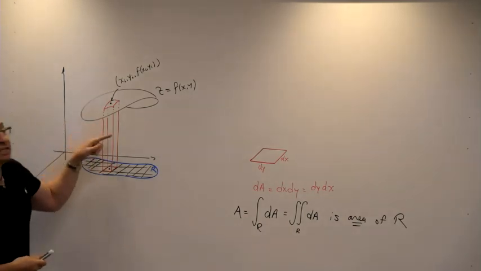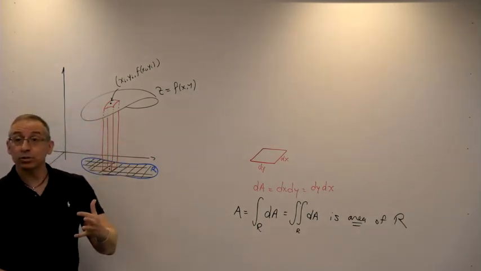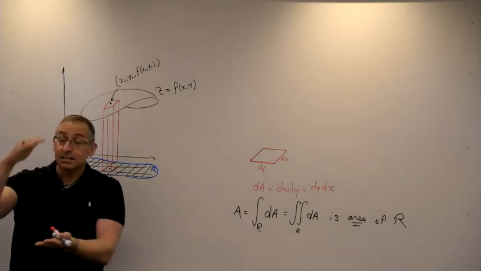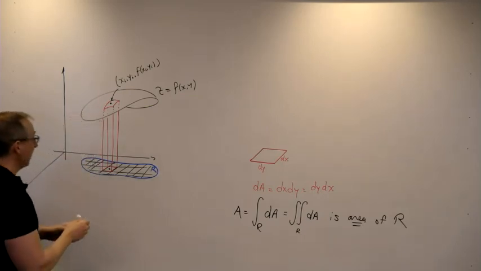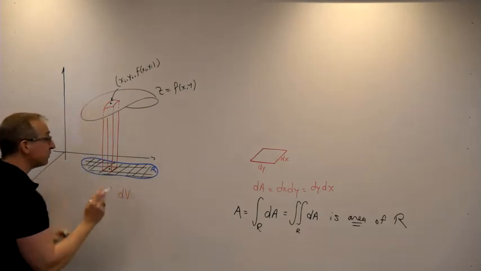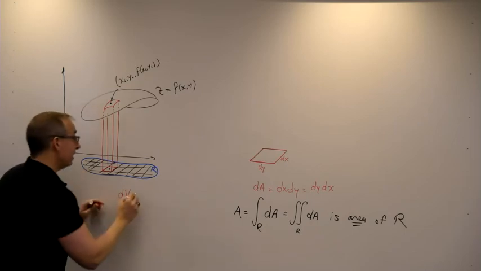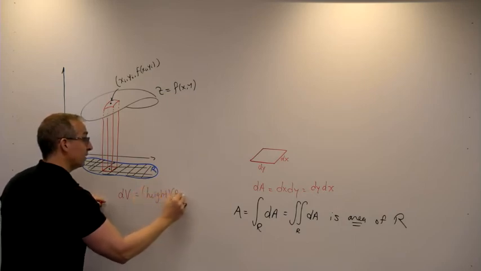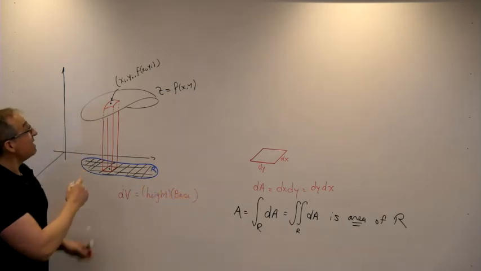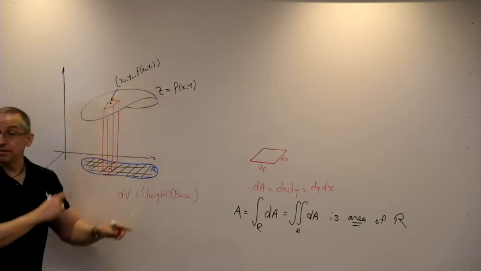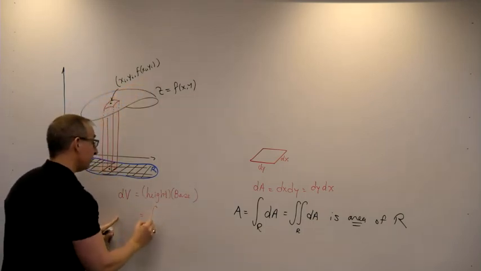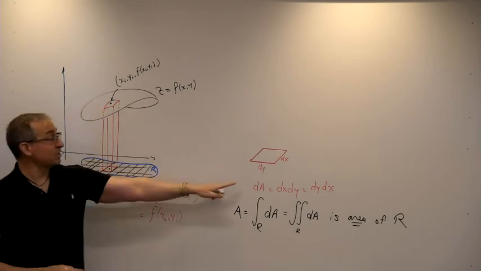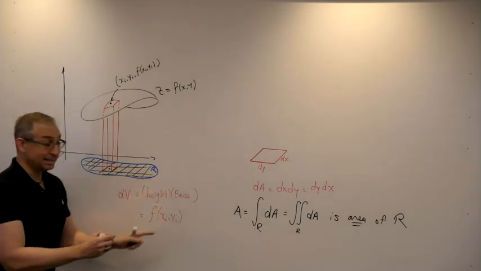So the volume of this, because it's so closely approximated by a rectangular prism, the volume of a rectangular prism is going to be the height times the area of the base, okay? So we'll say that the volume, the differential element of volume of this column is equal to, now the height of it is going to be the z-coordinate of this black dot. The base, well, we found the area of the base, that was this expression right here. So multiplied by dA.